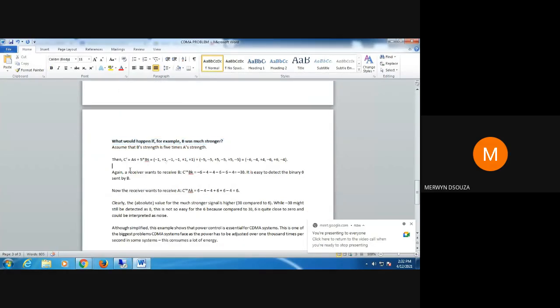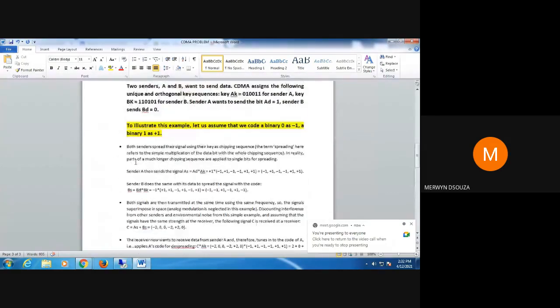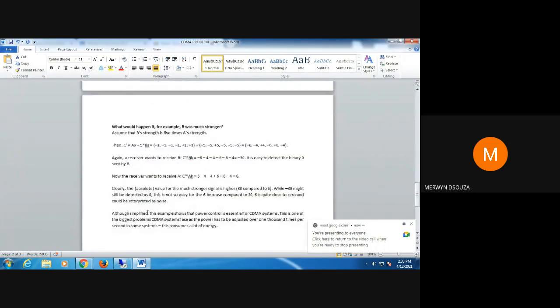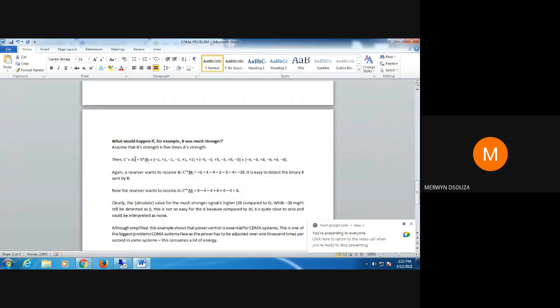When B's signal is stronger, for the first part of the problem nothing will change. When you do this encoding, this part will remain the same. You will get AS and you will get BS. Now when you are superimposing, we are assuming that B's signal is stronger, let's say 5 times stronger than A, meaning B is closer to the receiver than A. That's why the signal is stronger.